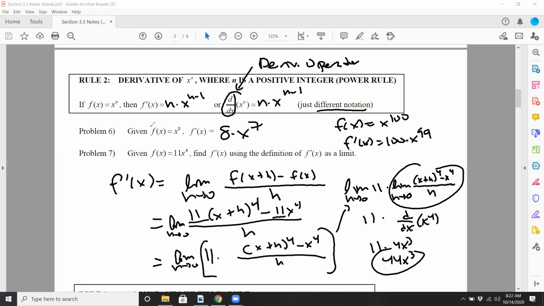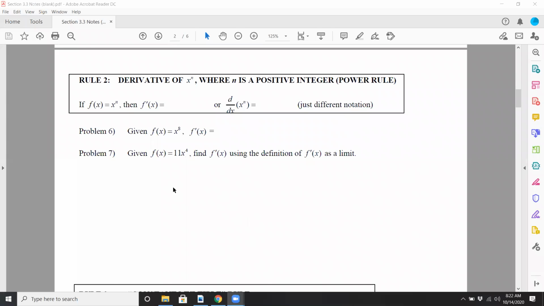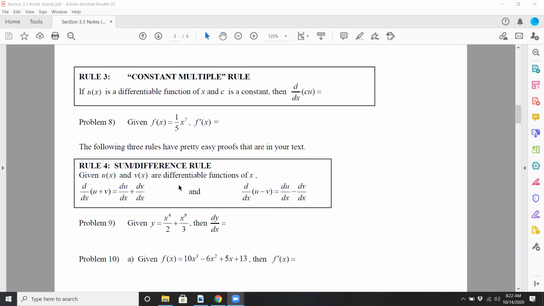So what this tells me is that if I have a constant being multiplied to a power function, my derivative is just going to be that constant times the derivative of that power function. So it's called the constant multiple rule. The derivative will be just c times the derivative of u with respect to x.